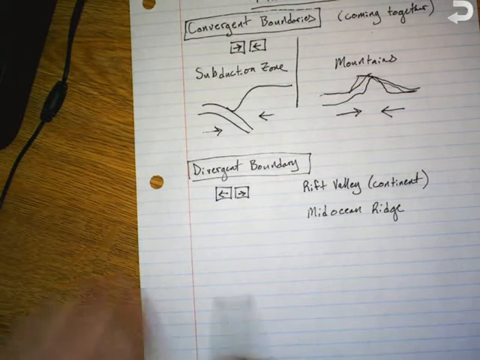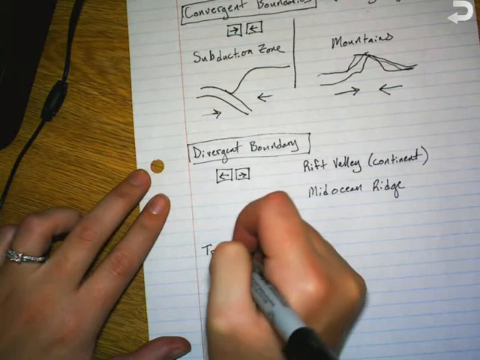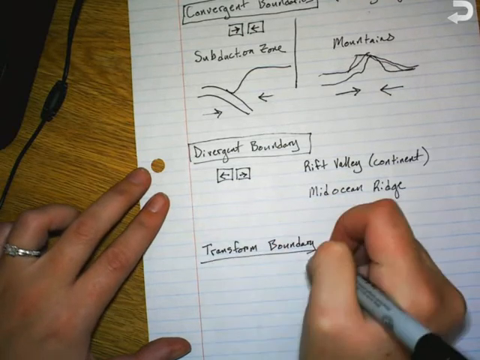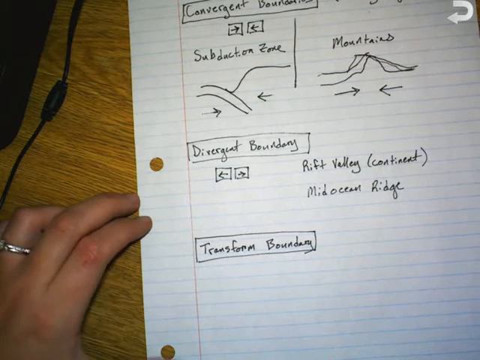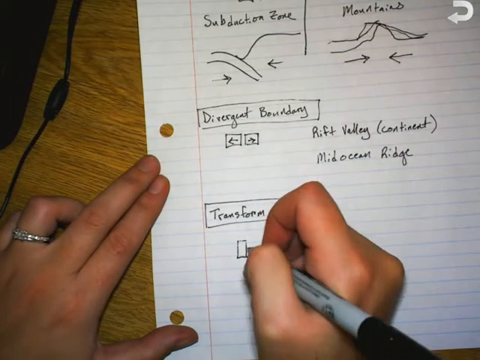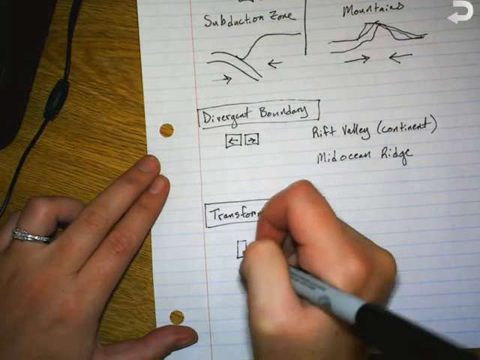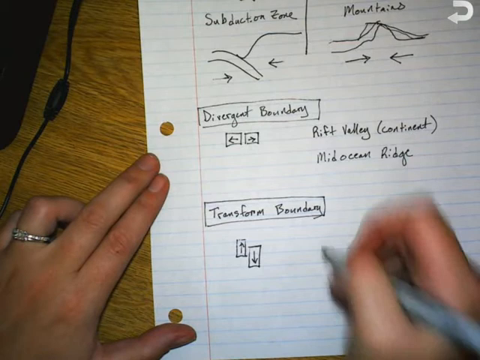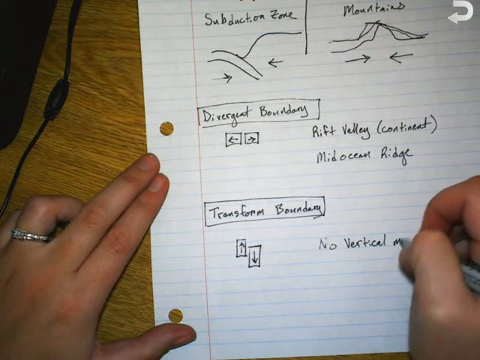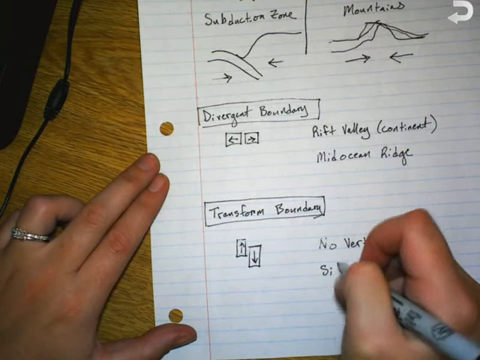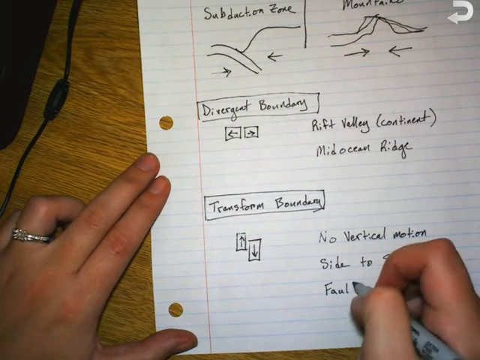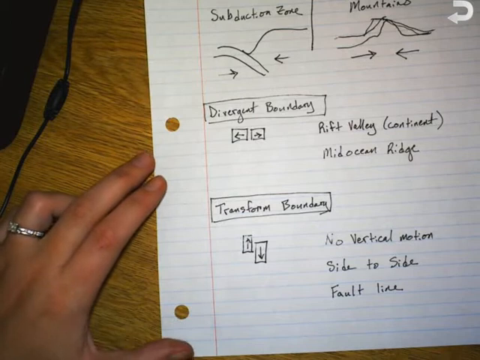And then transform. That's your third boundary. And those are generally drawn moving side to side of each other. So there's no vertical motion, only side to side. And that creates a fault line. Think of the San Andreas Fault in California.